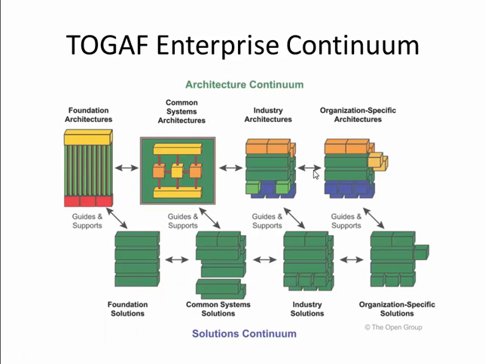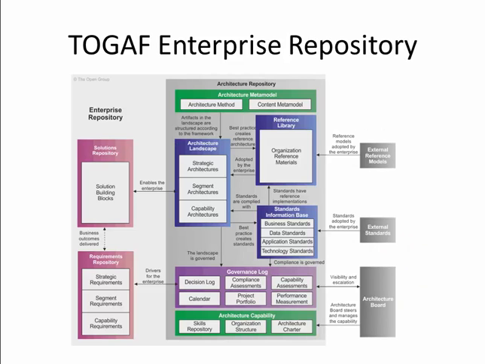So you have the architecture continuum, which is the foundation architectures, common system architectures, industry architectures, and organization-specific architectures. And then on the bottom you have the solutions continuum, which is foundation solutions, common system solutions, industry solutions, and org-specific solutions. So as you can see, the architecture actually supports the solutions. Architecture is more conceptual, whereas solutions are actual instances of how that solution gets implemented.